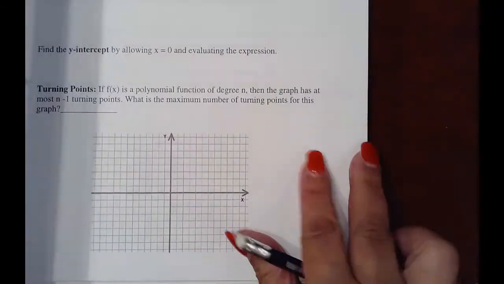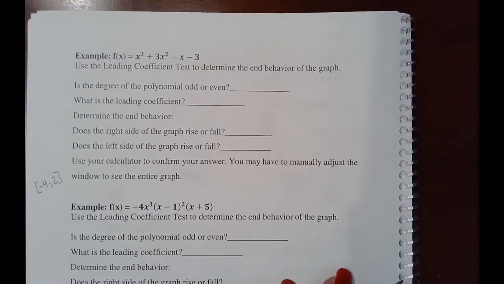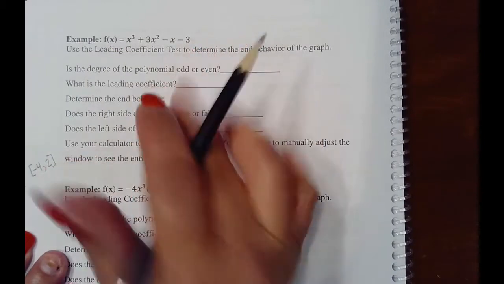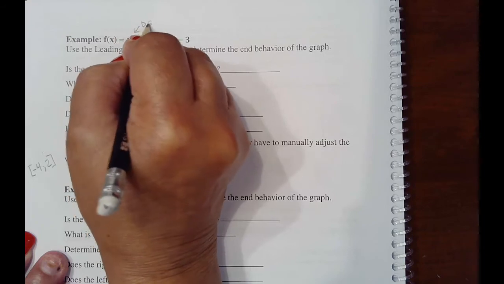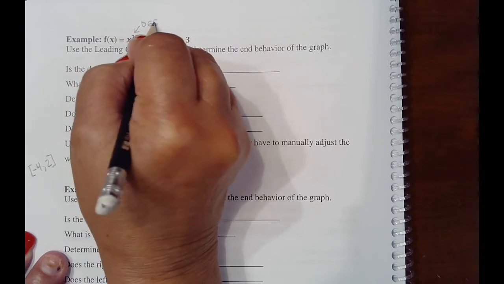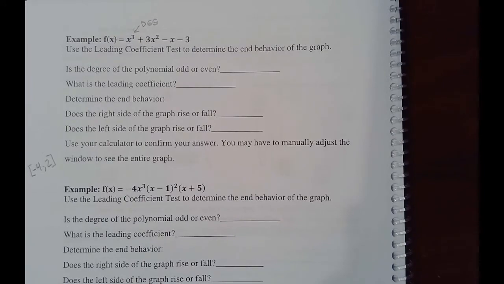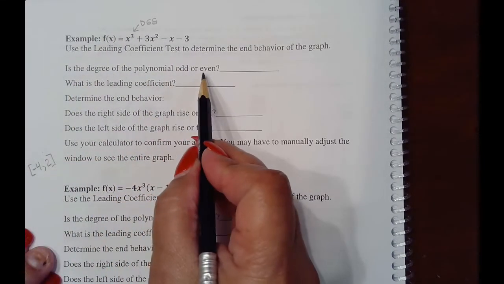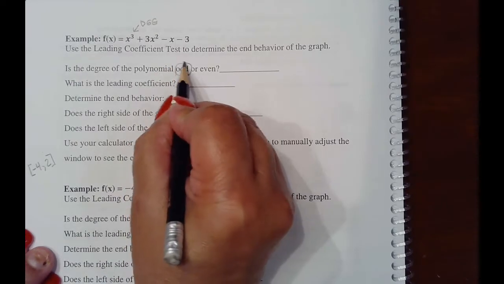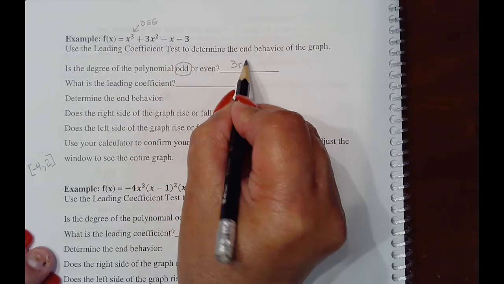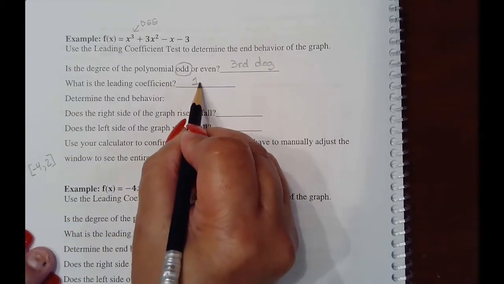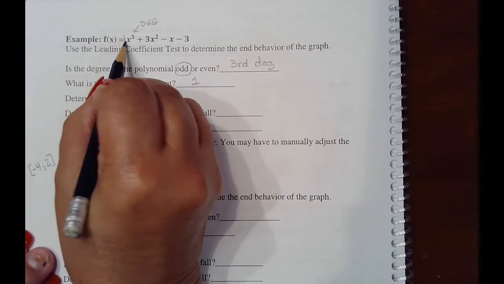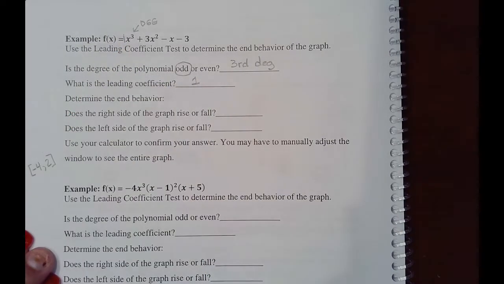Okay, let's go to this first example. This is the function that you're being given right here. This is the degree. It's whatever the highest degree is, and the leading coefficient is 1. So what is the degree of the polynomial? It is odd, and that's because it's third degree. What is the leading coefficient in this particular problem? 1. It's whatever the coefficient is of the term with the highest degree.